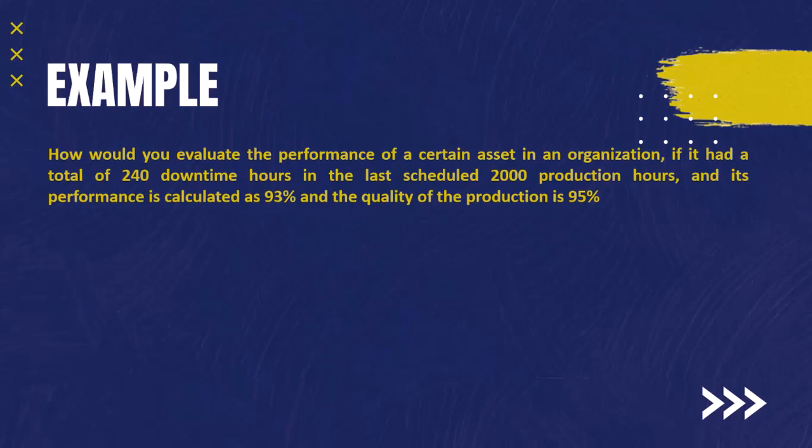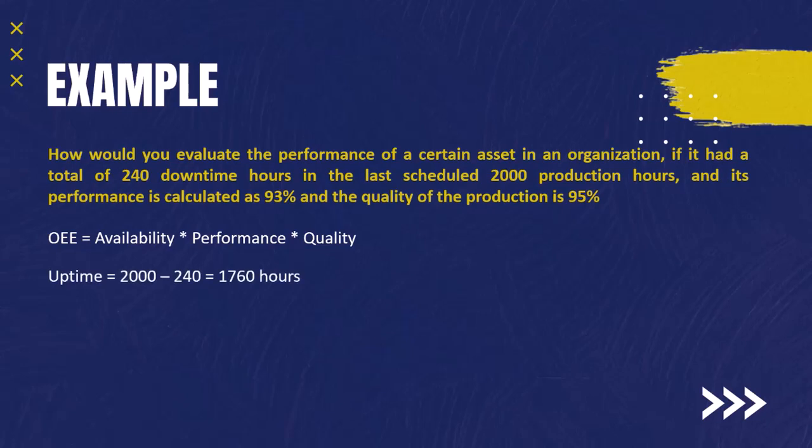How would you evaluate the performance of a certain asset in an organization if it had a total of 240 downtime hours in the last scheduled 2000 production hours, and its performance is calculated as 93% and the quality of the production is 95%? So in this case, we need to calculate the OEE, which equals availability multiplied by performance multiplied by quality. In order to calculate the OEE, we need to calculate first the availability.